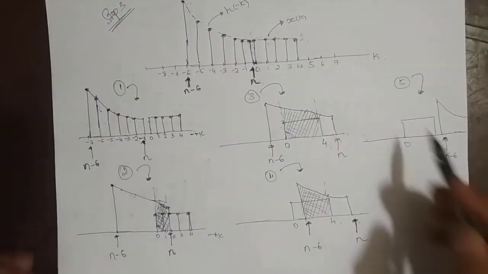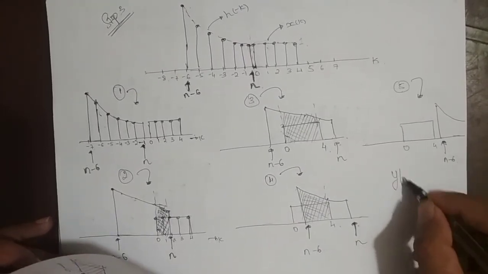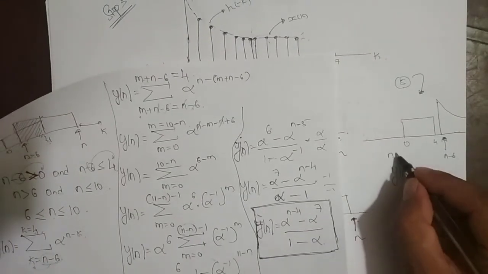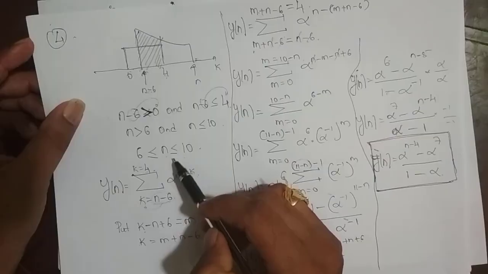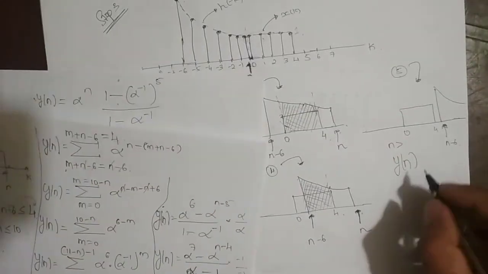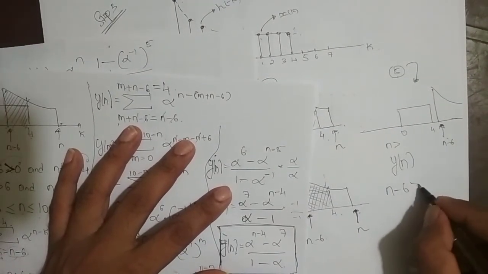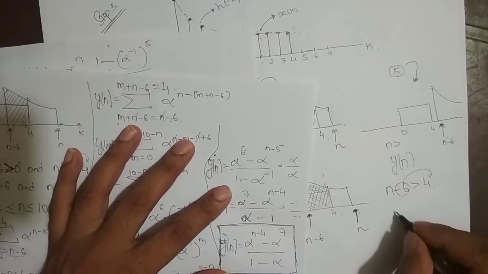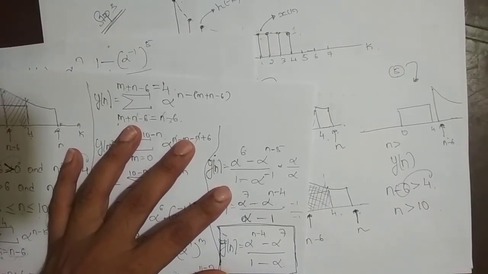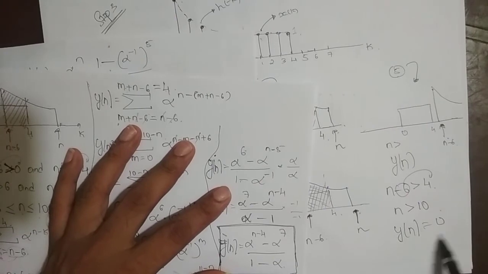Now what about case 5? When I move it further right, y of n is 0. For case 5, n minus 6 is less than or equal to 4, and I have included 4 here. So case 5 will be for n minus 6 greater than 4, or if I bring this to the other side, n is greater than 10, right? So for n greater than 10, what is y of n? y of n is 0. Why? Because there is no overlap. So this is the equation for the last case.